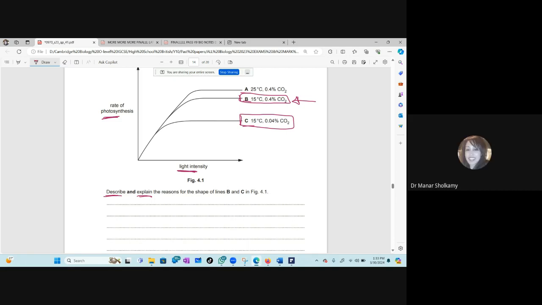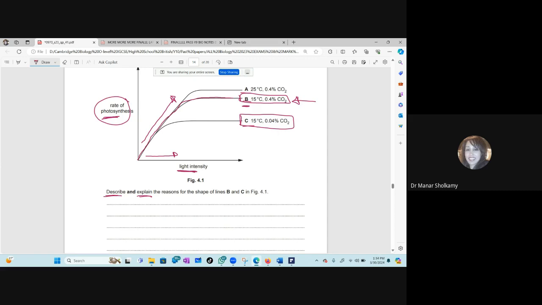I'm very upset that you don't know how to break down those graphs. Look, the first thing you will say about B is that you will describe the shape. What is happening at the beginning? As the light intensity increases, yes. Okay, you will describe the graph and then you will explain it. Describe means what? At the beginning, as the light intensity is increasing, what is happening to the rate of photosynthesis? Increasing.